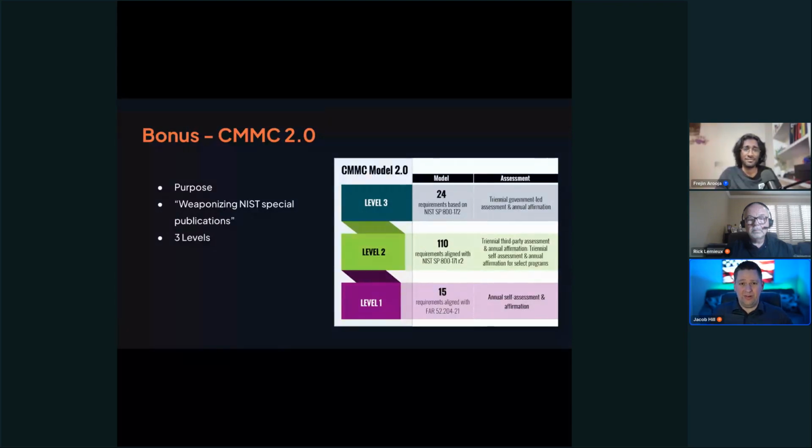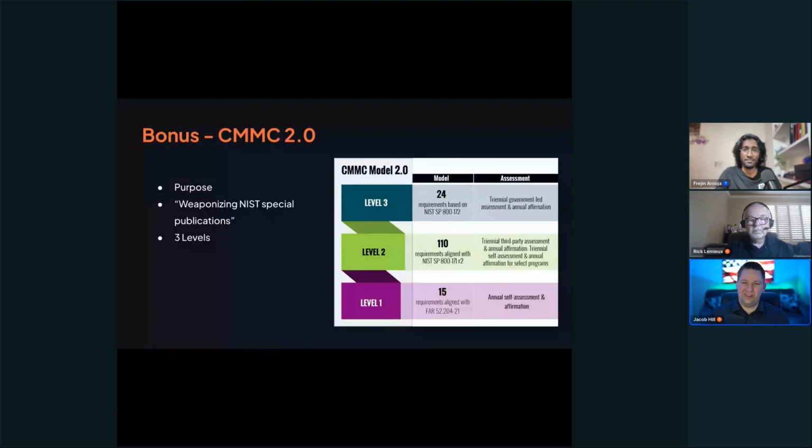Level 3 is required for DoD's most critical contracts that involve CUI, and it has 24 enhanced security requirements from NIST 800-172, which is meant to address nation-state advanced persistent threats. Nearly every DoD contract will have CMMC requirements that specify a CMMC level the contractor must have to be awarded a contract. And again, you'll notice that nearly all of these levels map back to NIST special publications. So there's a lot happening, especially in the DoD space.